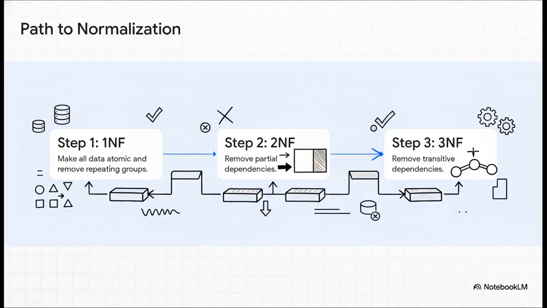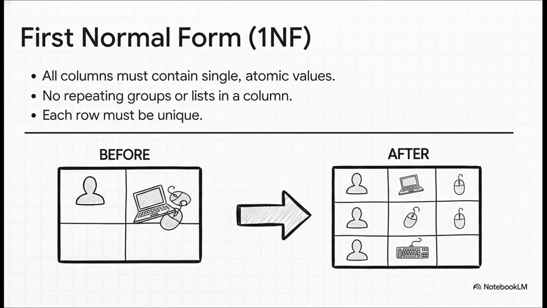The whole process follows a few key steps called normal forms. Let's start with the first one. First step, we make the data atomic. That just means breaking up lists into separate, unique rows.